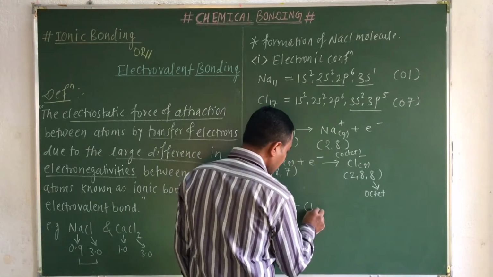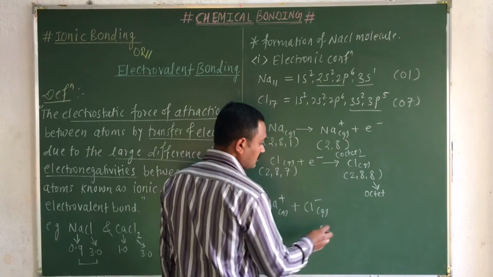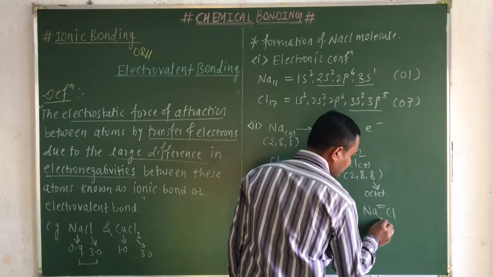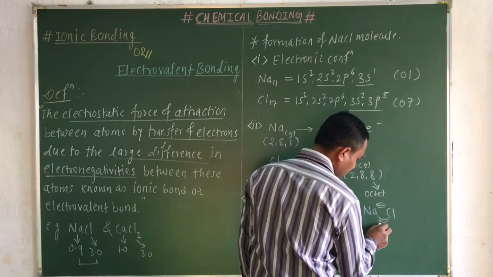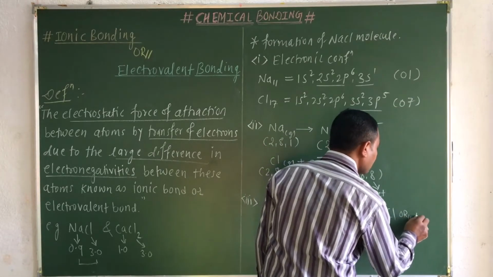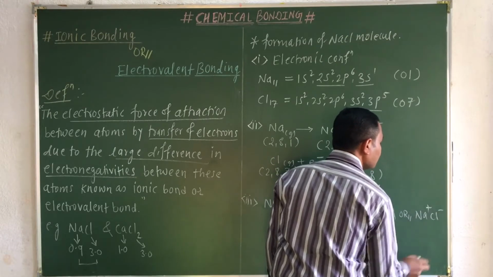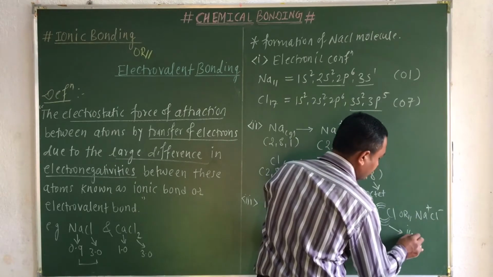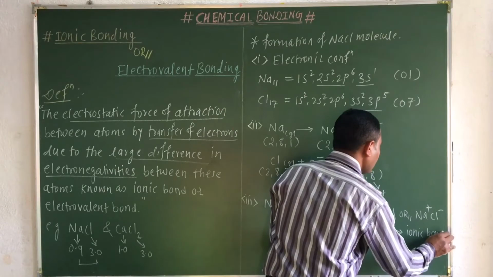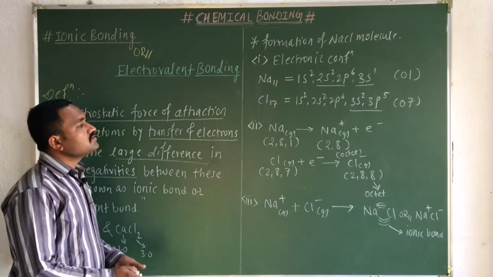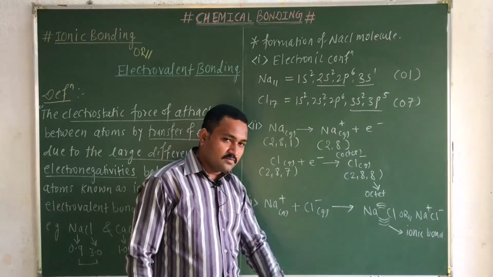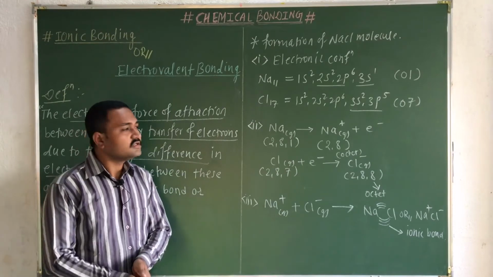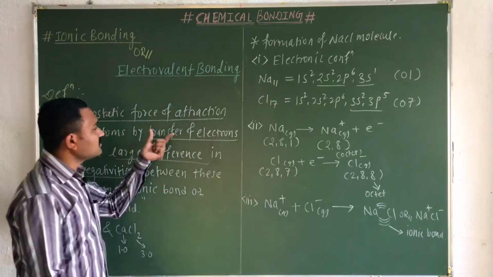plus Cl minus ion. So there will be the formation of your NaCl ionic bond between these two atoms, that is Na plus and Cl minus, and the bond between these two atoms is generally known as an ionic bond. That's it. So this is the formation of your NaCl molecule, and there will be the formation of your ionic bond. So after studying this particular example, again we will simply revise this definition.